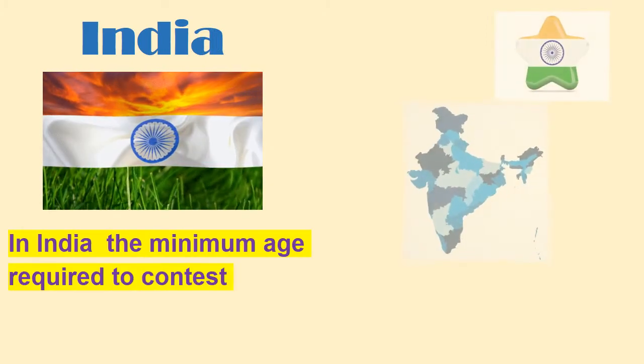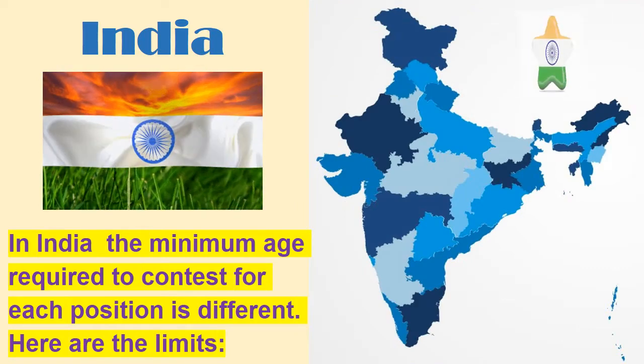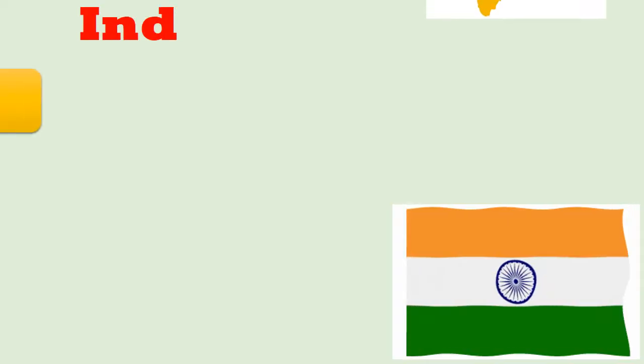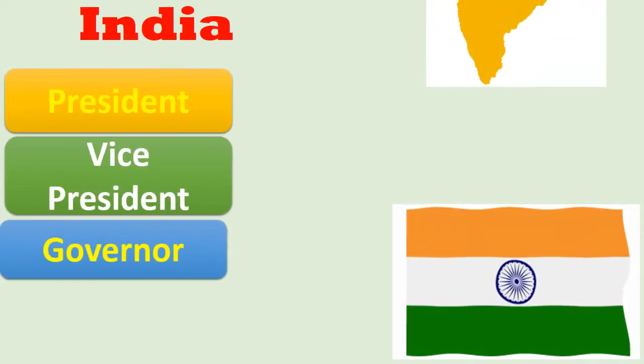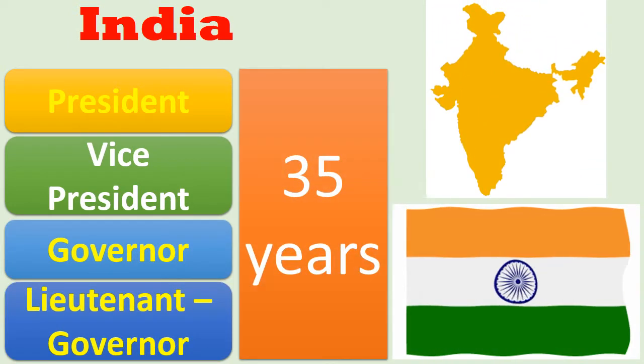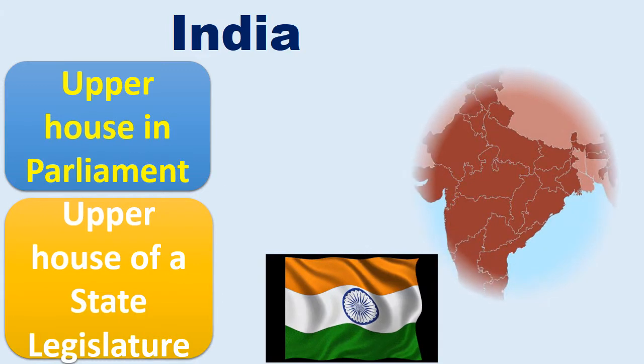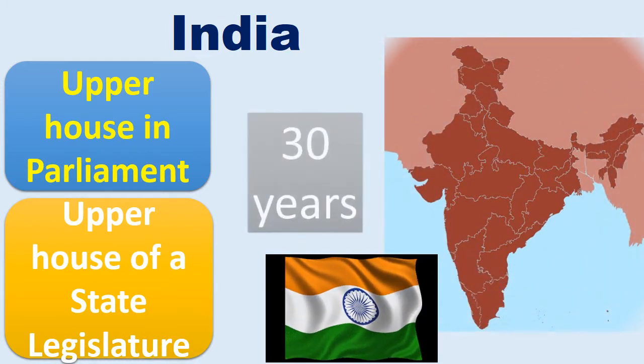In India, the minimum age required to contest for each position is different. Here are the limits. For president, vice president, governor, lieutenant governor, the minimum age is 35 years. To be a member in upper house in parliament, or the upper house of a state legislature, the minimum age required is 30 years.